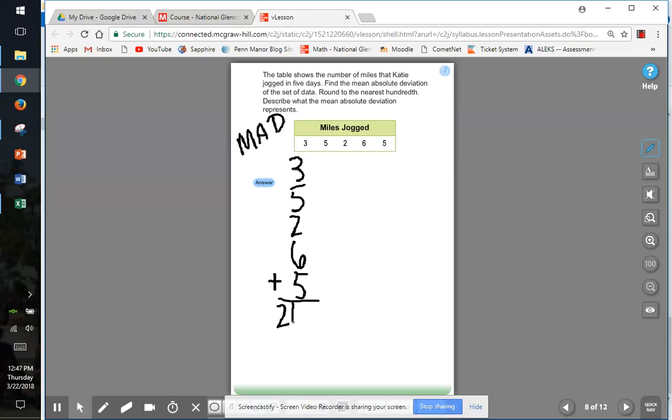And then to find the mean of the set, in addition to adding it all together, I'm going to divide by the number of numbers in the set. And there are 1, 2, 3, 4, 5. So I'm going to divide by 5. And that equals 4 2/10.